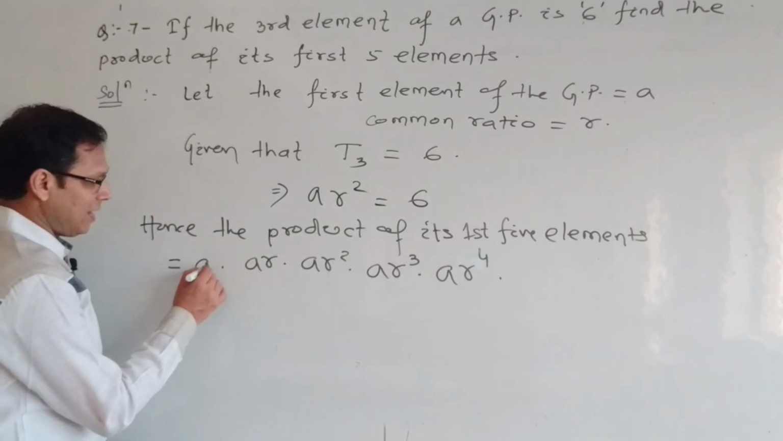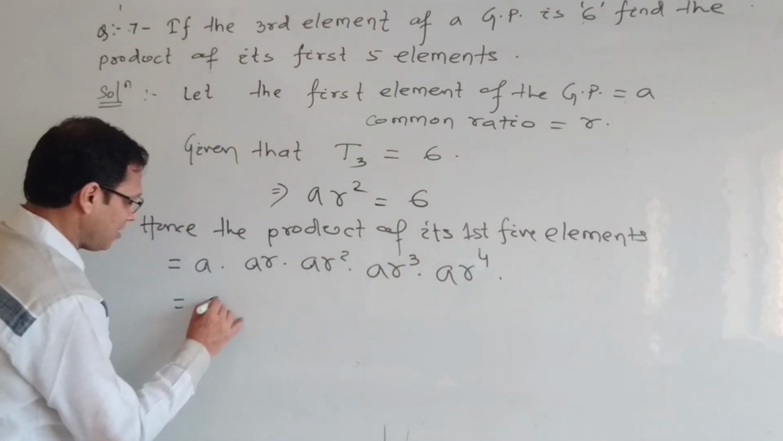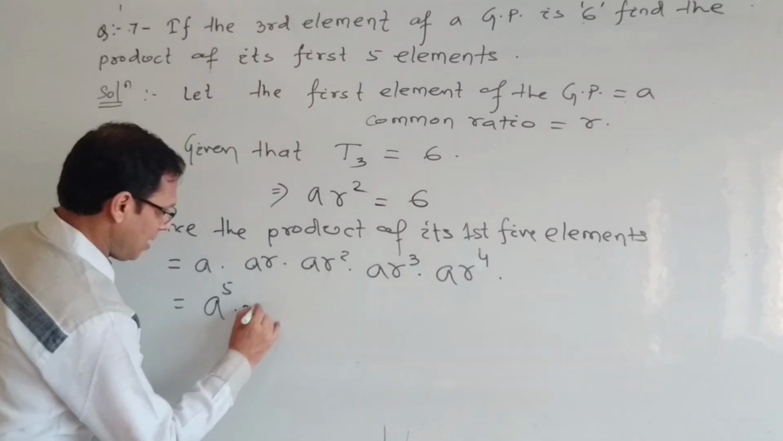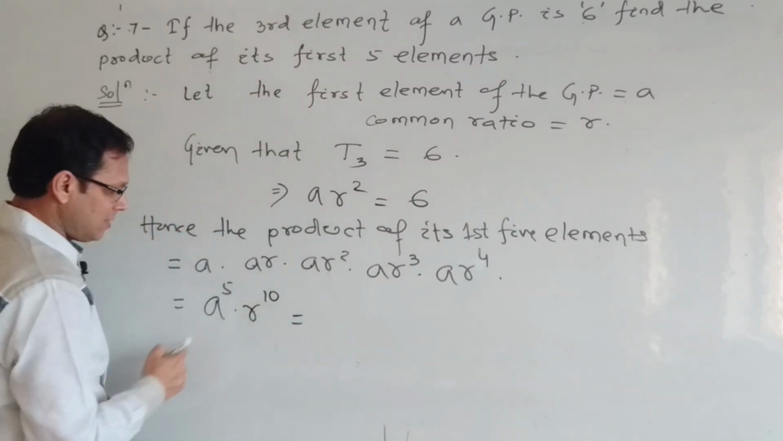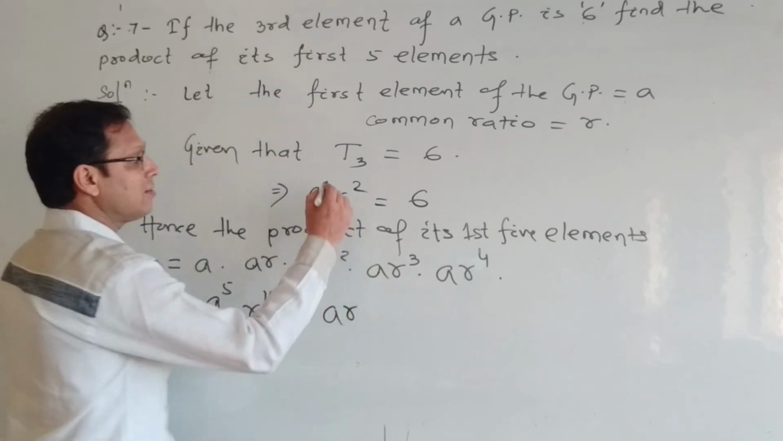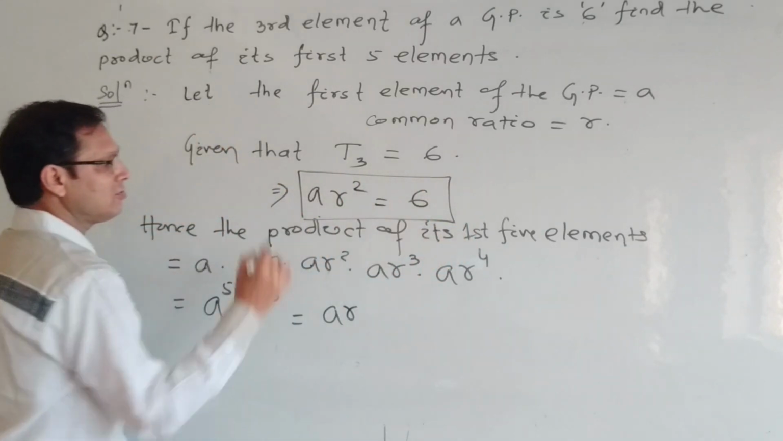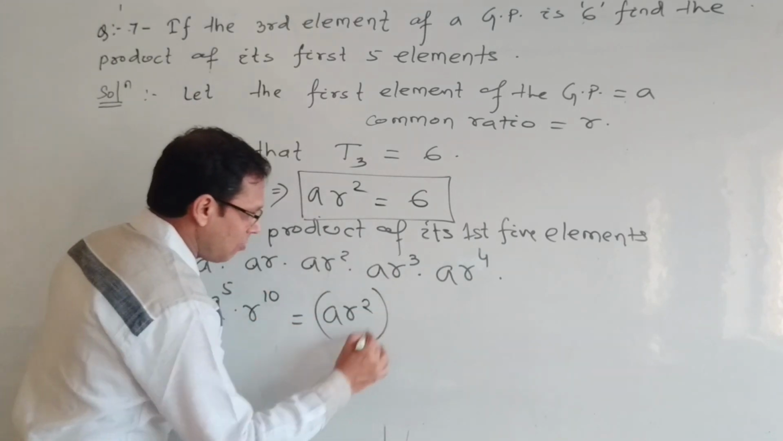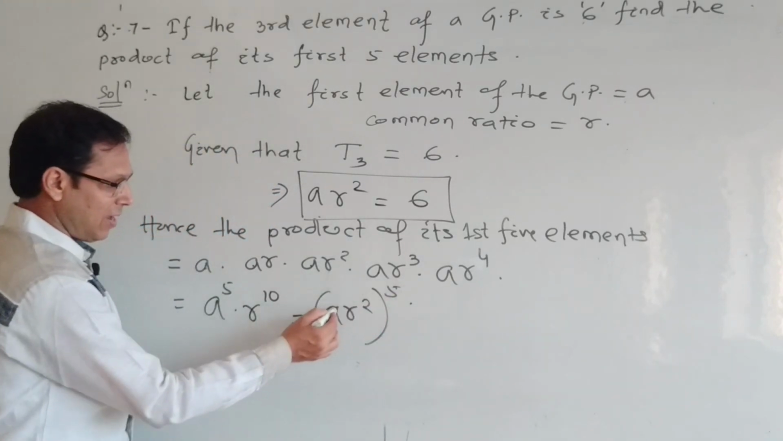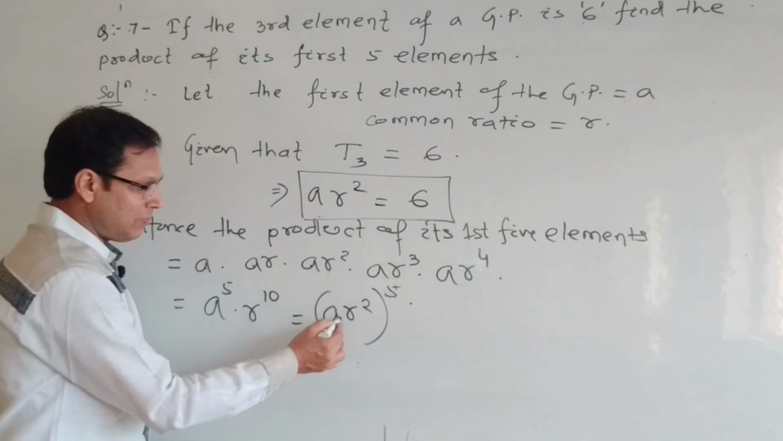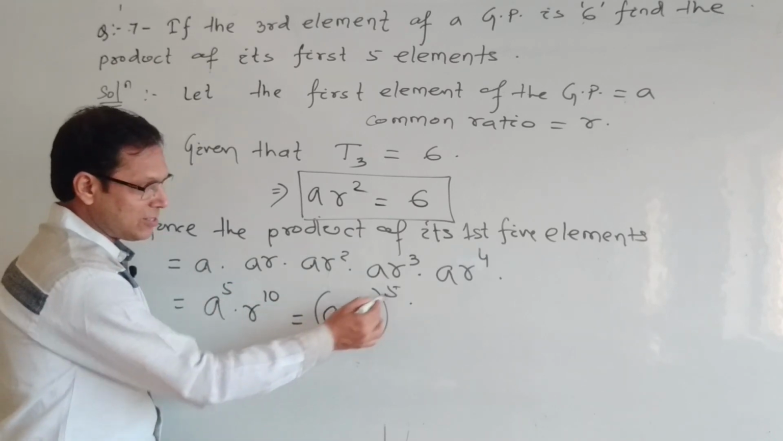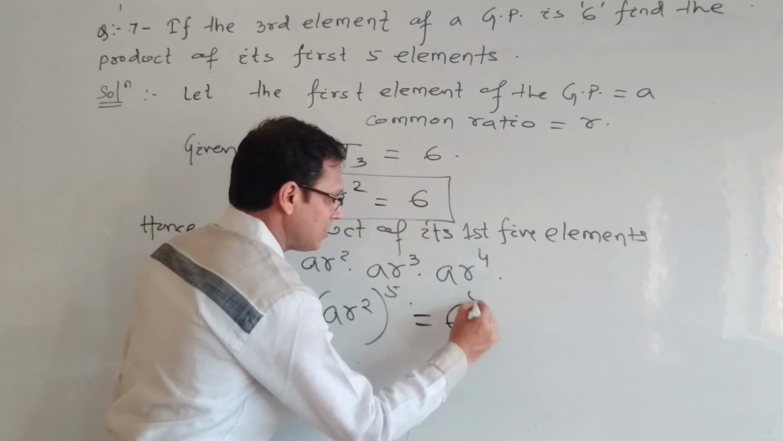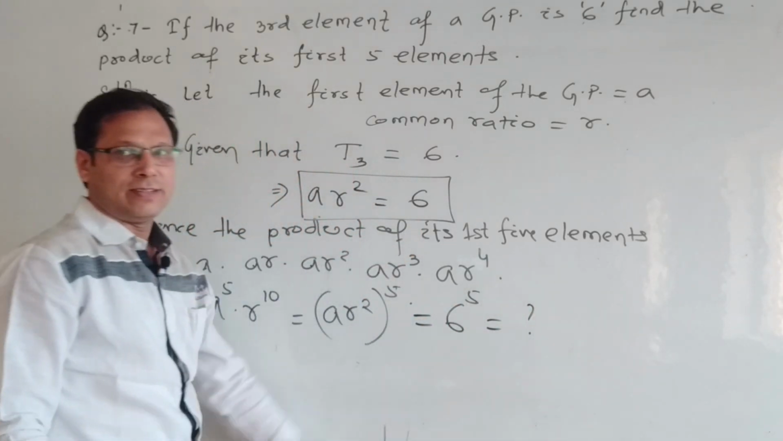Then this is nothing but A to the power 5, with R into R square, R cube, R to the power 4, giving R to the power 10. Here we have AR square is equal to 6. That means A to the power 5 and R to the power 10 can be written as AR square whole to the power 5. Already we have found AR square is equal to 6. That means 6 to the power 5. You can work it out yourself; that is your result.